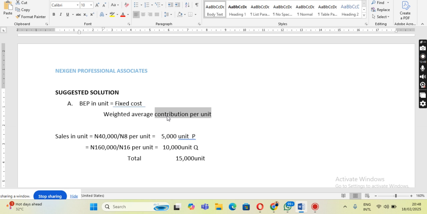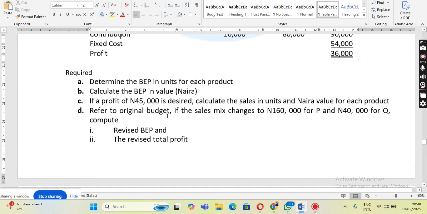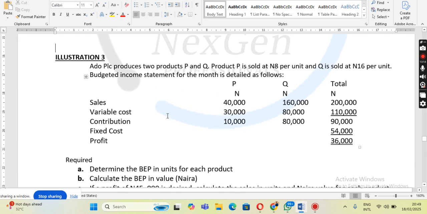So therefore, we need to get contribution per unit for P and contribution per unit for Q. Let's get that first. Contribution per unit. Now, let's go back quickly. How do we get contribution per unit? This is the total contribution, right? This is the total contribution.